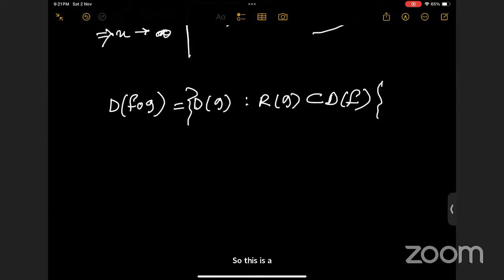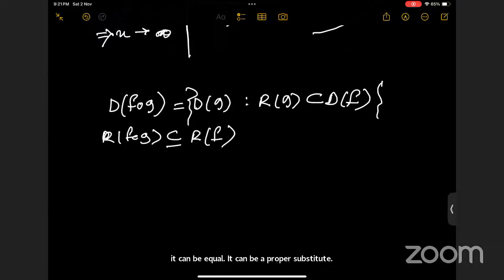Ma'am, then the range of f composed g is a subset of range of f of x? Yes, range of f. Range of f compose g is a subset of range of f. They can be equal, it can be a proper subset too. Okay, this is a subset of range of f. Okay, ma'am.